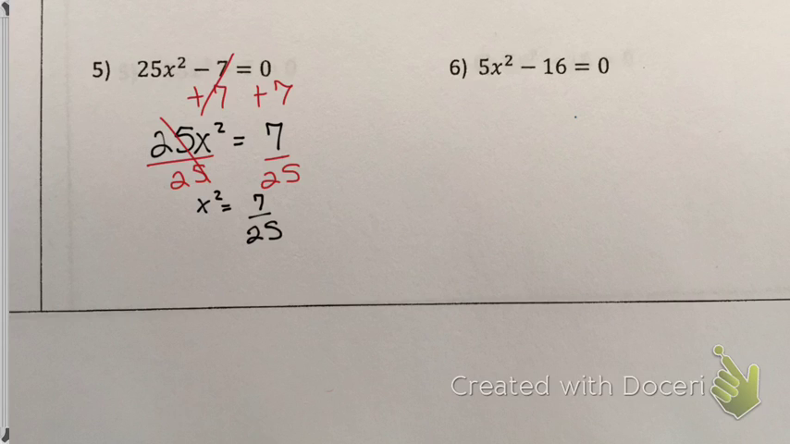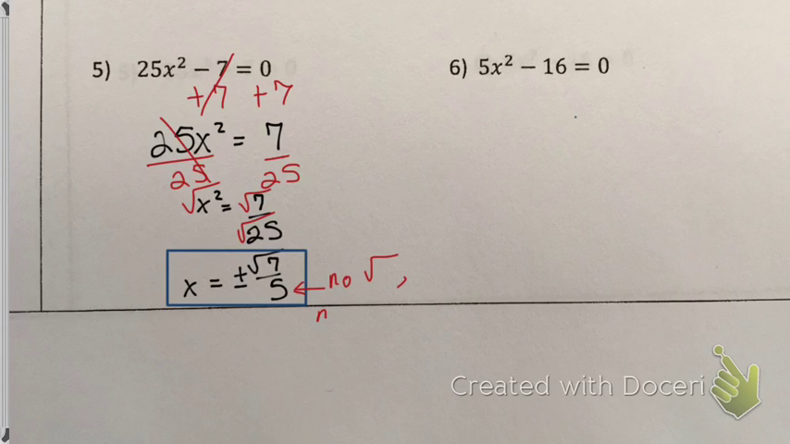To get rid of the square, we're going to square root both sides. Now square root of 7, we know that doesn't reduce. 7 is prime. But the square root of 25 is just a plain 5. So do we need to rationalize this one like number 3? Actually, no. Because there's no radical in the denominator, there's no need to rationalize this problem. And so our answer would be x is equal to plus and minus the square root of 7 divided by 5.